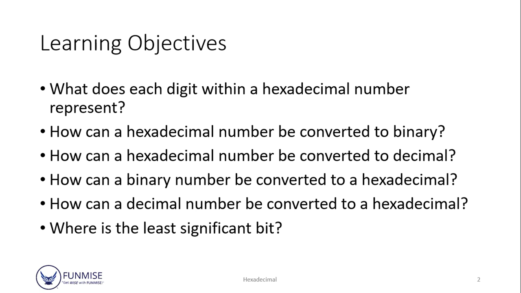By the end of this lesson, we want to make sure that you understand what a hexadecimal number represents. How can a hexadecimal number be converted to a binary? How can a hexadecimal number be converted to a decimal? How can a binary number be converted to a hexadecimal? How can a decimal number be converted to hexadecimal? Where is the least significant bit?